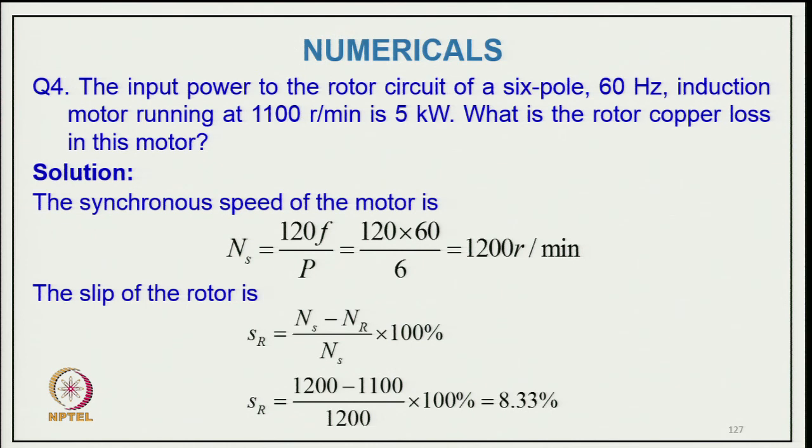Now, coming to example 4: the input power to the rotor circuit of a 6 pole 60 hertz motor running at 1100 rpm is 5 kilowatt. What is the rotor copper loss? So, synchronous speed is Ns equal to 120 f by P, putting the values, it comes to 1200 rpm, and the slip for the rotor is (Ns minus Nr) upon Ns, it comes to 8.33%.